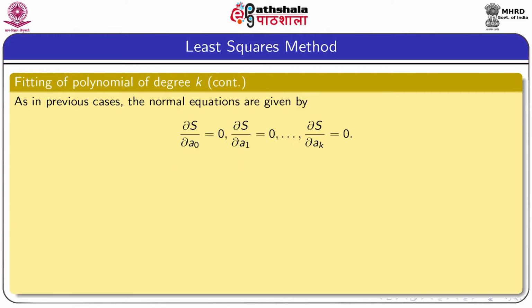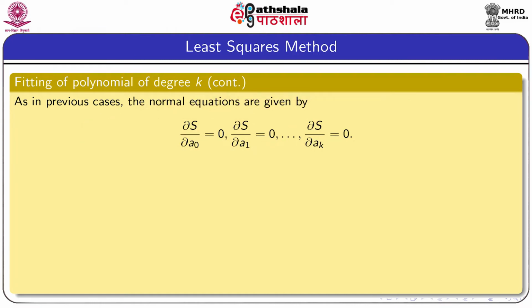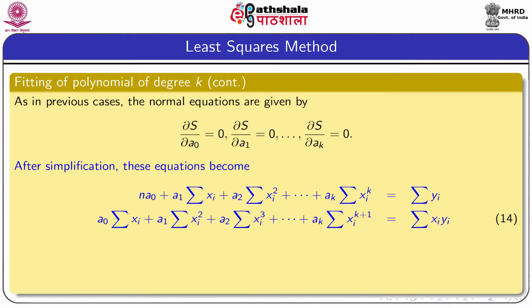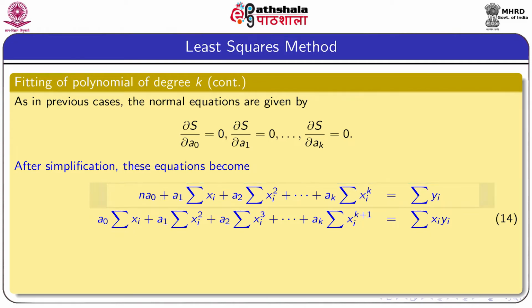As in previous cases, the normal equations are given by ∂S/∂a0 = 0, ∂S/∂a1 = 0 and up to ∂S/∂ak = 0. So, these are the normal equations, and after simplification these equations become n a0 + a1 Σxi + a2 Σxi² + ... + ak Σxi^k = Σyi.